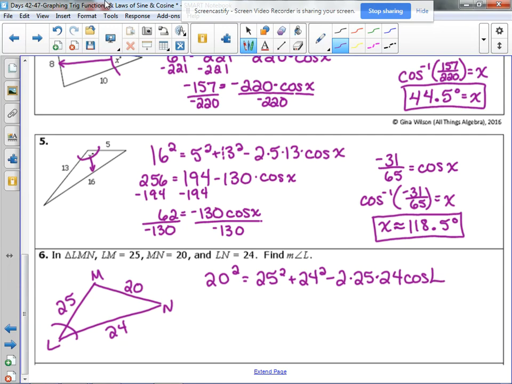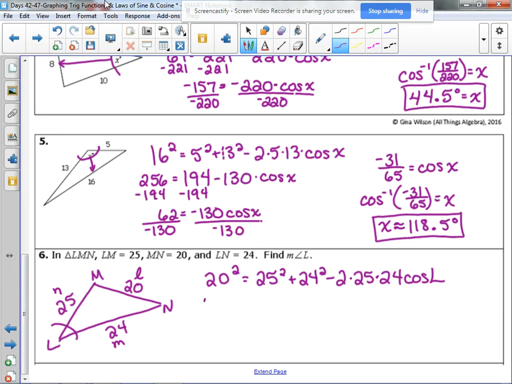Let me mention one more thing here. There are 2 ways to label sides of triangles. If you looked at the diagram at the very beginning, it didn't have AB, BC, AC. It had just A, B, and C. So remember that the side opposite of the angle is the lowercase lettered side. So 20 would be side L. It could also be named MN. 24 would be side M, and 25 would be side N because it's opposite of those angles.